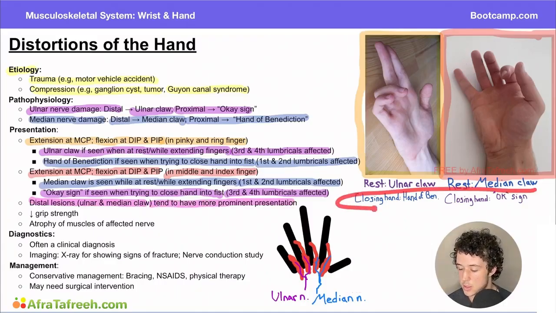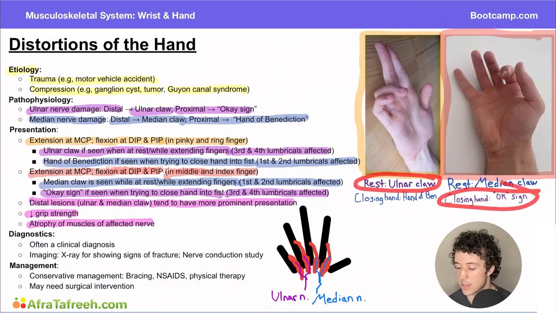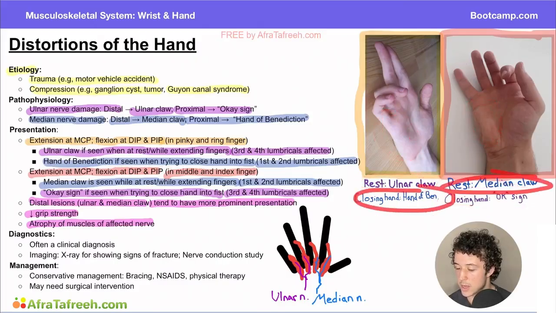And again, as I've mentioned, distal lesions, which we'll see in ulnar and median claw, will have more prominent presentations. The OK sign and hand of benediction might not even present until you ask the patient to close their hand into a fist. And of course, we can reasonably assume that these patients will have reduced grip strength, especially on the side of the affected nerve, and that there may be an atrophy of the muscles of the affected nerve. So for our ulnar nerve injuries, we may see atrophy of the hypothenar eminence, whereas with median nerve injuries, we may see atrophy of our thenar eminence.